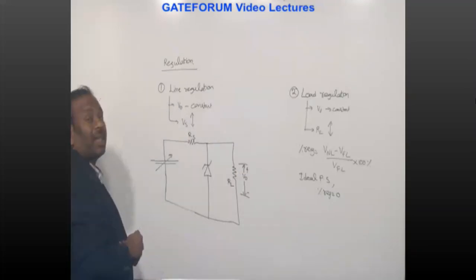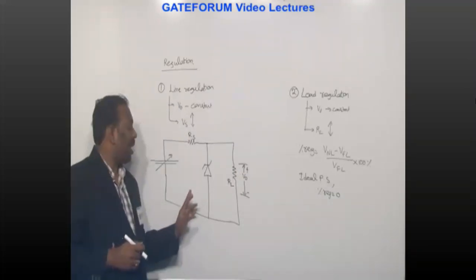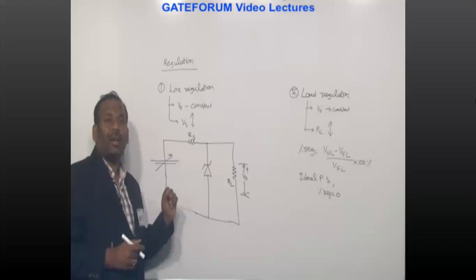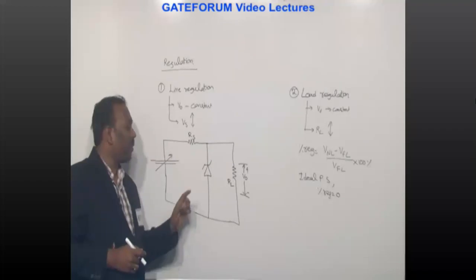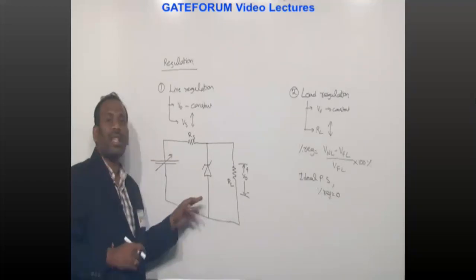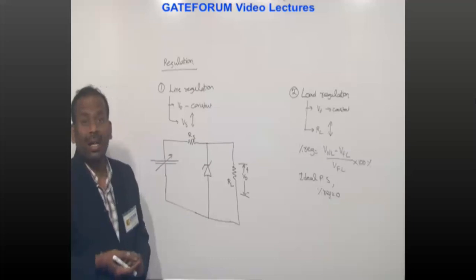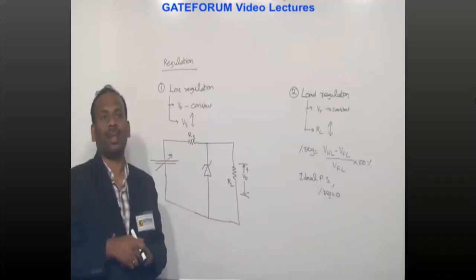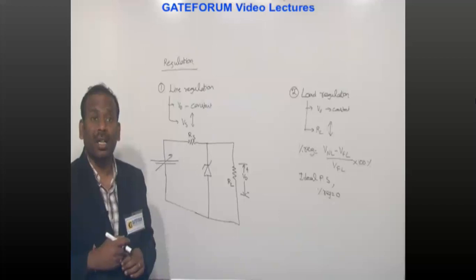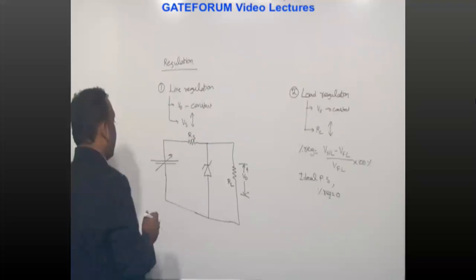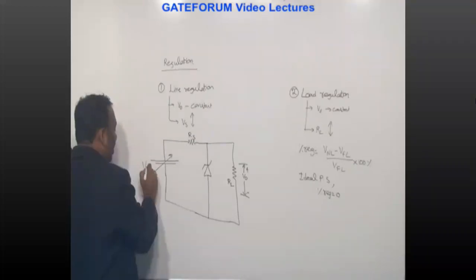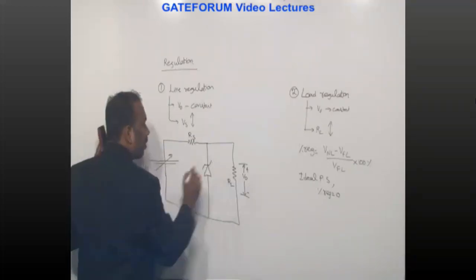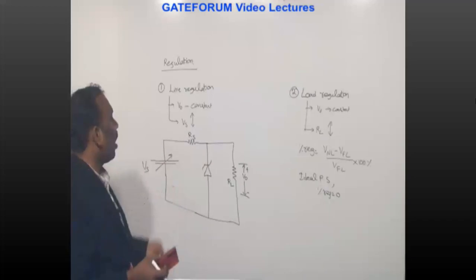This is called Zener diode as a line regulator. If you see here, the load resistance and the Zener diode are connected in parallel. Therefore, this regulator is called a shunt regulator. Now, the supply voltage is changing, but still we require the output voltage constant. How it is working, I'll explain.